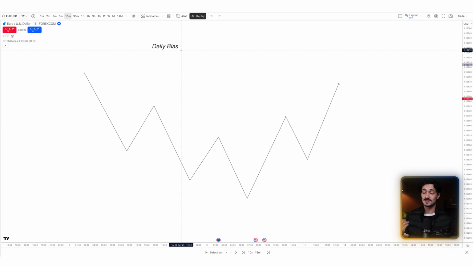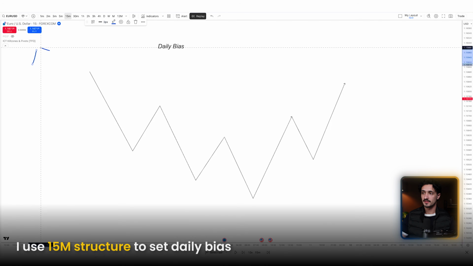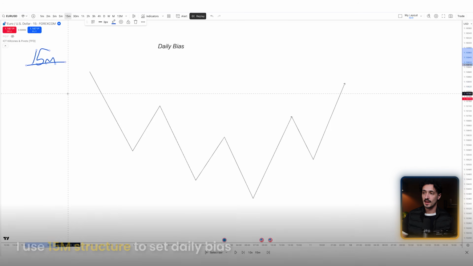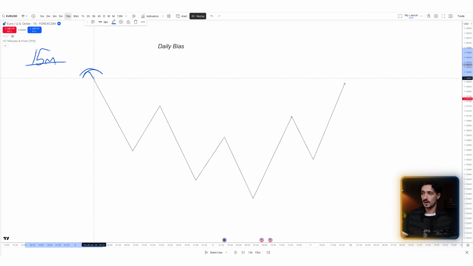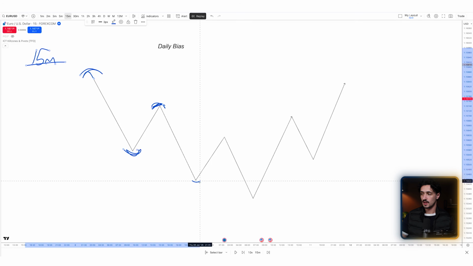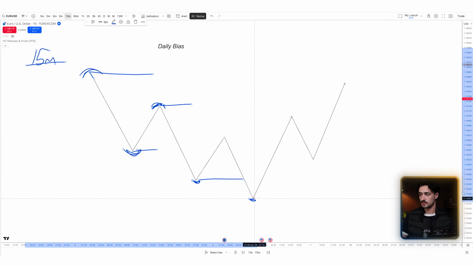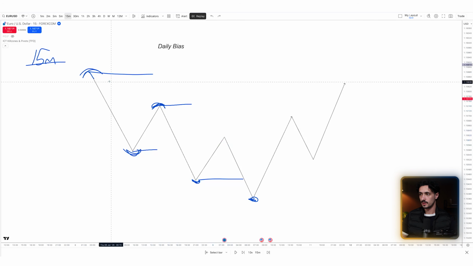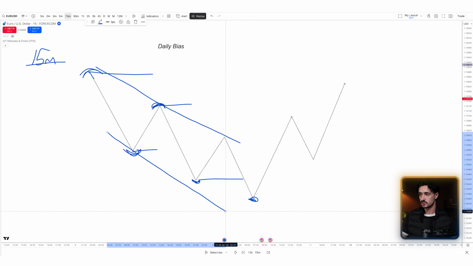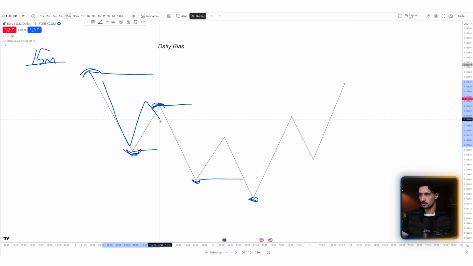And once you have a clear bias, everything else becomes so much more simple. The way I establish a bias every single day, as well as all of my inner circle members, is by using the 15-minute structure. And the 15-minute structure is simple. You take a swing high, you take a swing low, then you find the next high or low, and you find the next high or low. Now notice one thing is very simple here. We are literally making lower lows and lower highs, right? Lower low, because this low is lower than the previous low, and lower highs. This high is lower than the previous high. So we are in a bearish trend, right? Price is trading lower. So at this point, you would be looking to short the market.